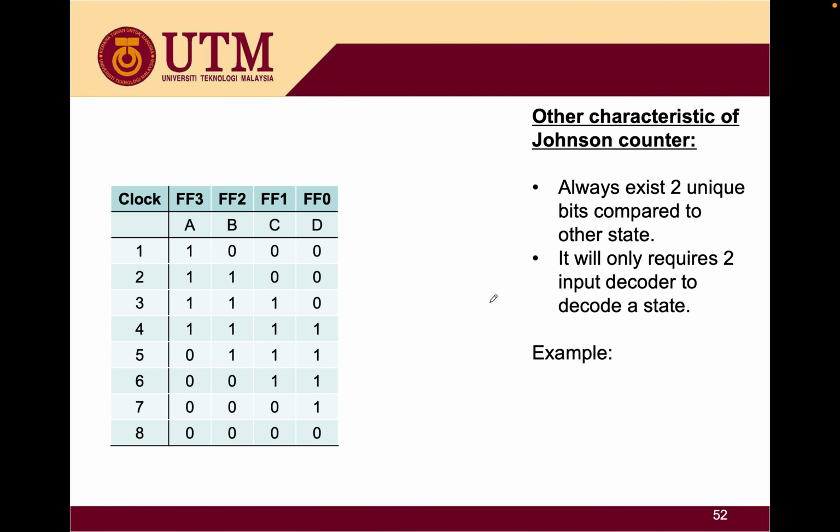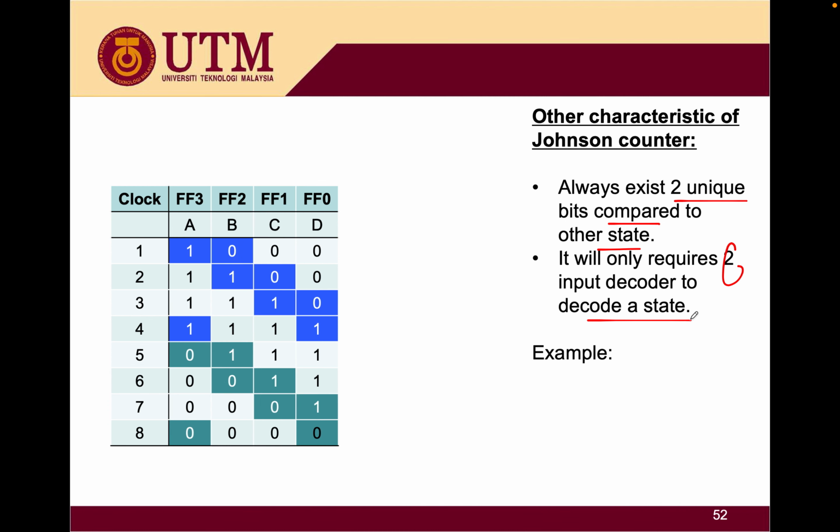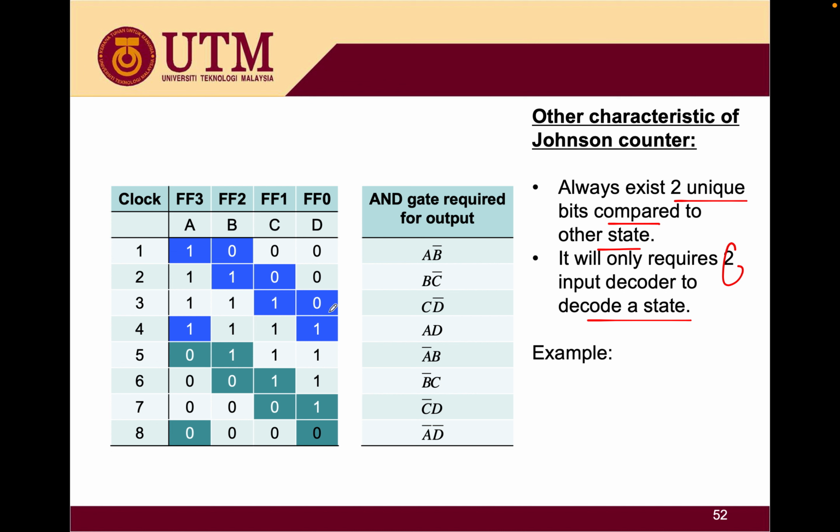Another characteristic of your Johnson counter is that there always exist 2 unique bits compared to the other states. It will only require a 2-input decoder to decode a state. So for example here, you can see you have the inputs A, B, and C, D. From here, you can decode and get the state by state. So at this part, you have the AND gate required for the output, depending on the value.